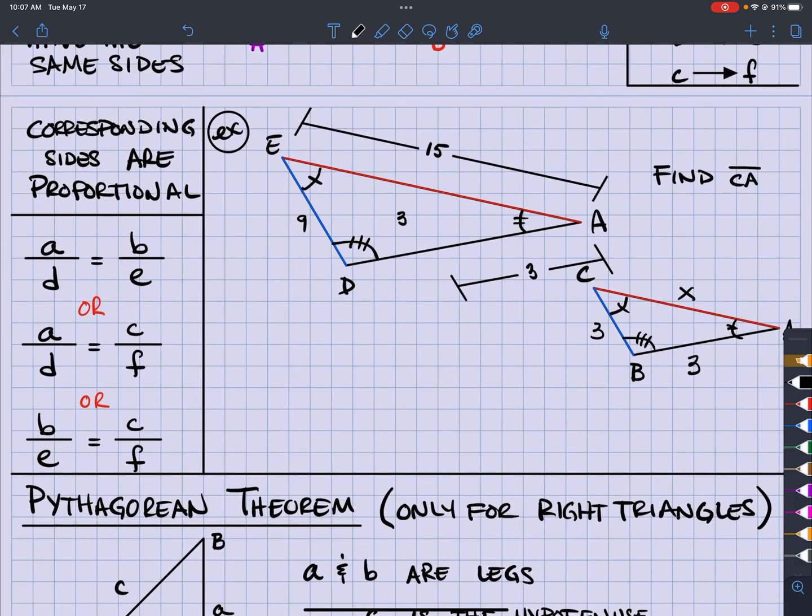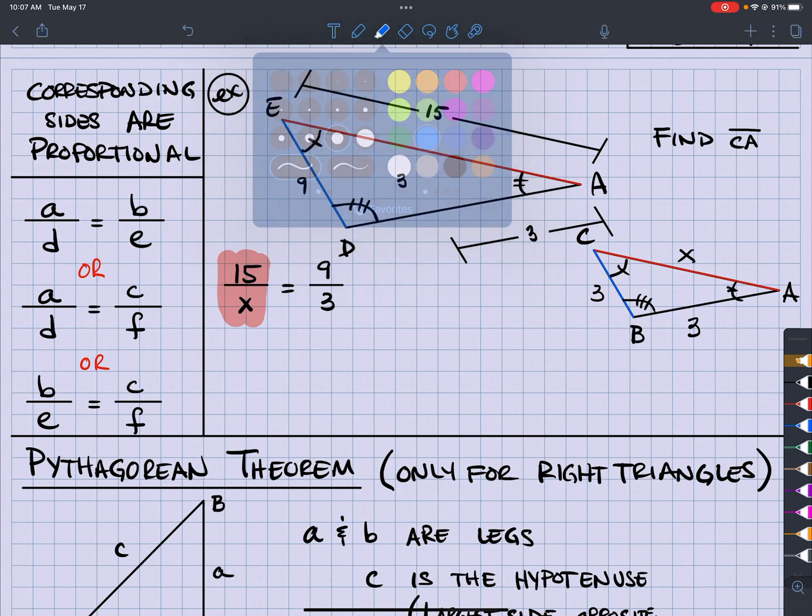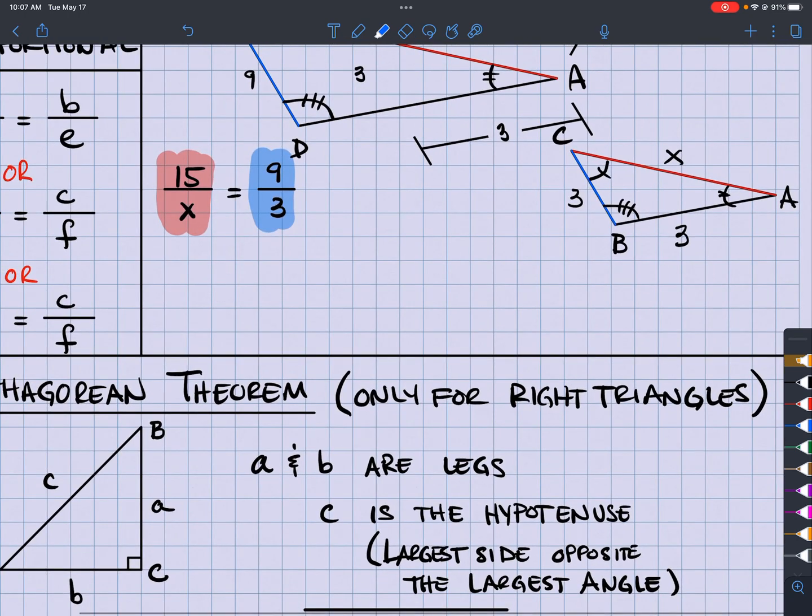If you notice the red and the blue, what I'm going to do now is write my proportion. I can say that 15 over x is equal to 9 over 3. This is in red and this is in blue that I highlighted. You see that? So how do I figure out proportions? You can do cross multiplication. This is one of the only few times that you can do that. So what I have is this right here. Okay, let's try that.